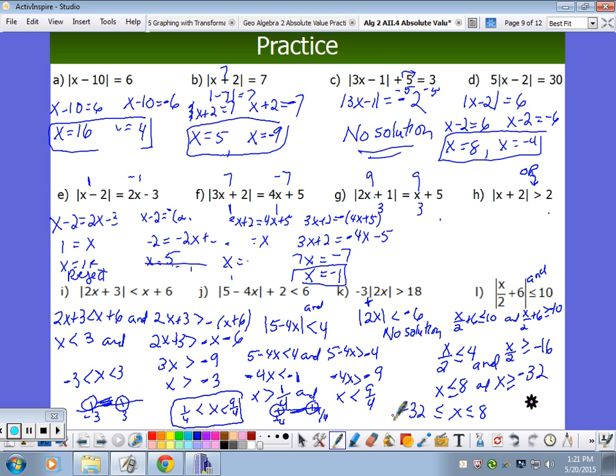Well, that makes sense. So what I've got going here, I'll put the little graph up here, is here at negative 32. That's a solution. Here at 8, that's a solution. I'm filling it in because there's an equal sign here. And everything in between. Those are all the solutions to this.